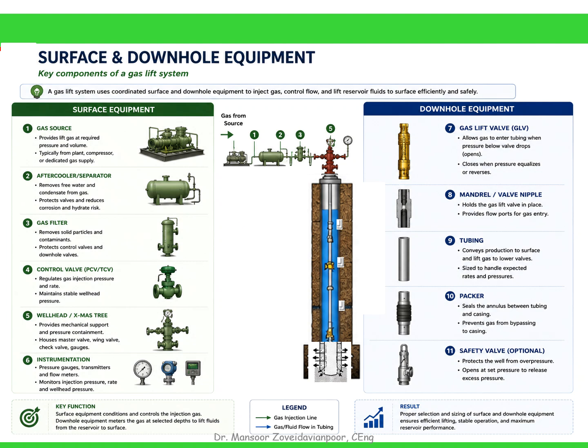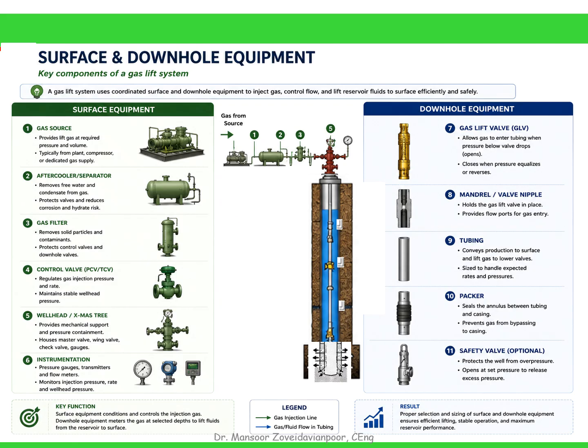Further downhole, you'll often find a packer. The packer seals the annulus and prevents gas from bypassing the intended injection path. This ensures that the injected gas reaches the correct valve and performs useful work. Some installations also include safety valves that provide emergency shut-in capability if abnormal conditions occur.